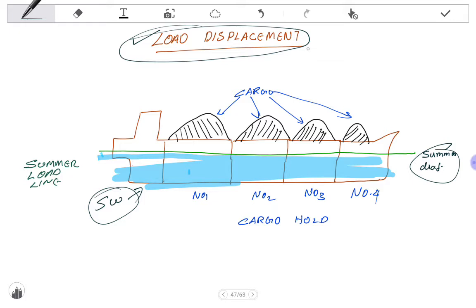This load displacement is mainly used for the calculation of how much cargo the vessel can load. Depending upon the load displacement, the chief officer will plan how much cargo the vessel can carry at the time.